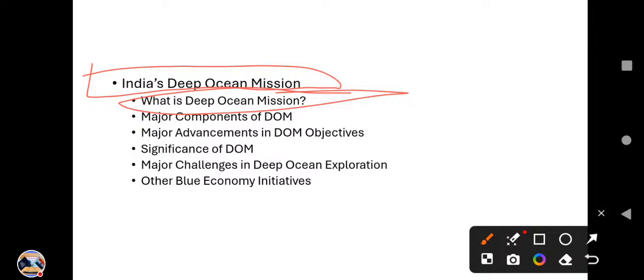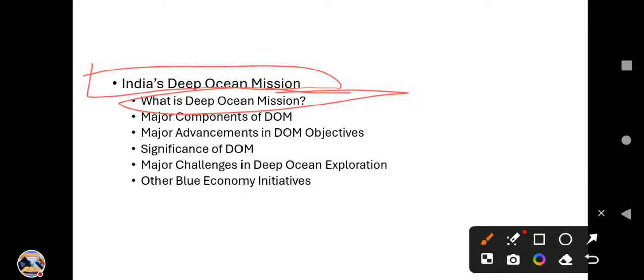This Deep Ocean Mission is aligned with the Ministry of Earth Sciences' Blue Economy initiatives, including the recently released draft Blue Economy Policy. The Deep Ocean Mission is one of nine missions under the Prime Minister's Science, Technology and Innovation Advisory Council. So this is the council under the office of the Prime Minister, or we can say the PMO.